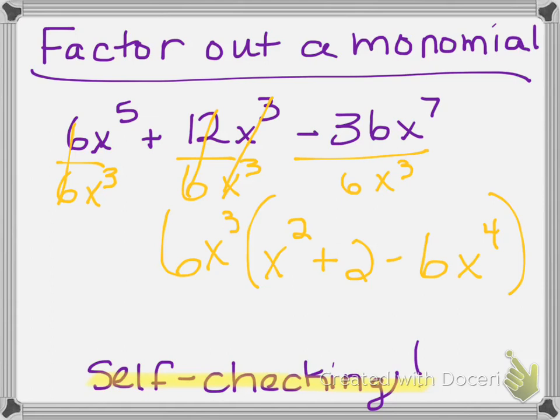Now these are self-checking, and I wanted to point that out to you. You should never get these kinds of questions wrong, because all you have to do is go back to your answer and distribute that back out. Okay, so you triple distribute that, and you should get your original problem there when you do that. So these are all self-checking. All you have to do at the end is distribute it out and make sure you come back to your original equation.